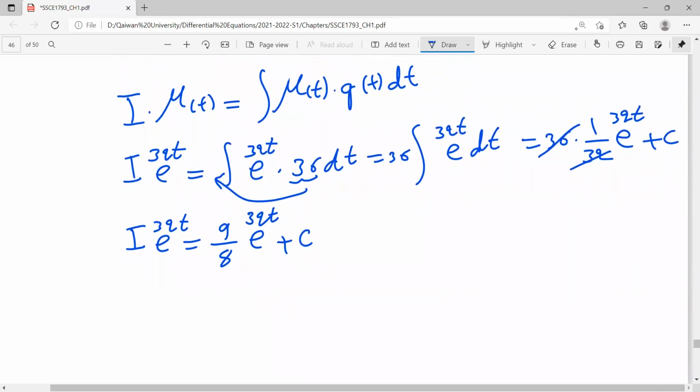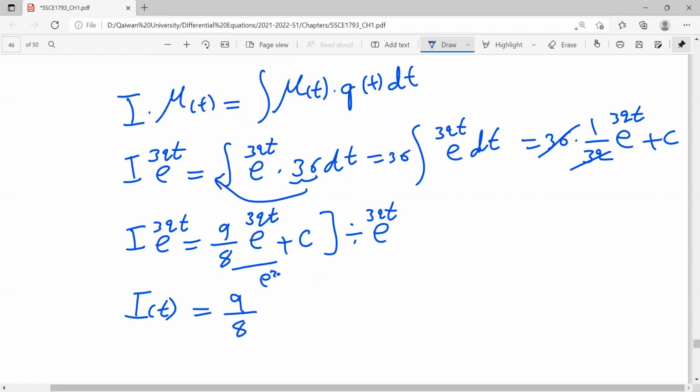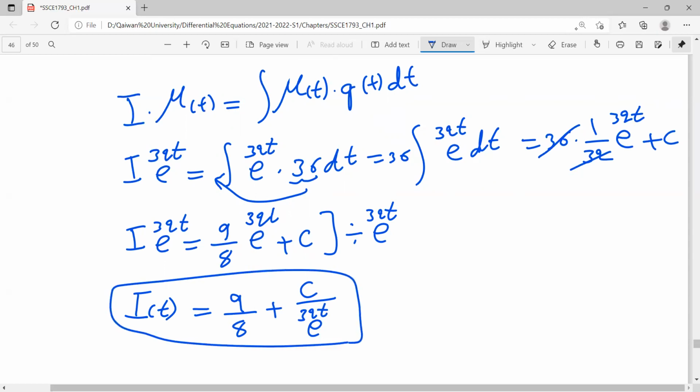So now, how to find I? We must find I. How to get I? By dividing both sides by e to the power 32t. And what we get? We get I of t in the left-hand side equals 9 over 8. If we divide this by e to the power 32t, these two are cancelled out. So we get only plus c over e to the power 32t. This is the solution, or this is the current at any time.